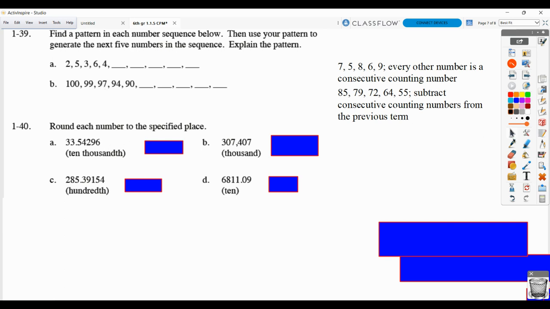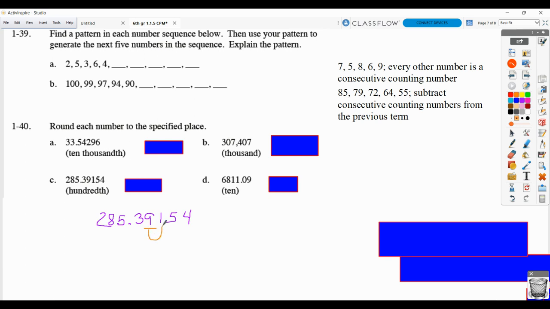Now, when you round, I want to remind you of how I typically talk about doing it. I'm going to look at C with you. So you have 285 and 39,154 hundred thousandths. Okay. They want us to round this to the nearest hundredth. I apologize for this being a little messy, but I'm trying to do it with my mouse. So first thing I suggest students do is underline the place value that we want, which is the hundredths. Well, that's 2 places behind the decimal point.